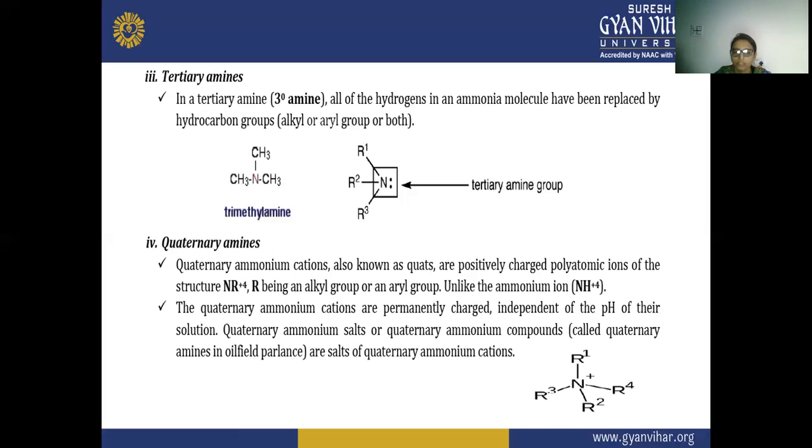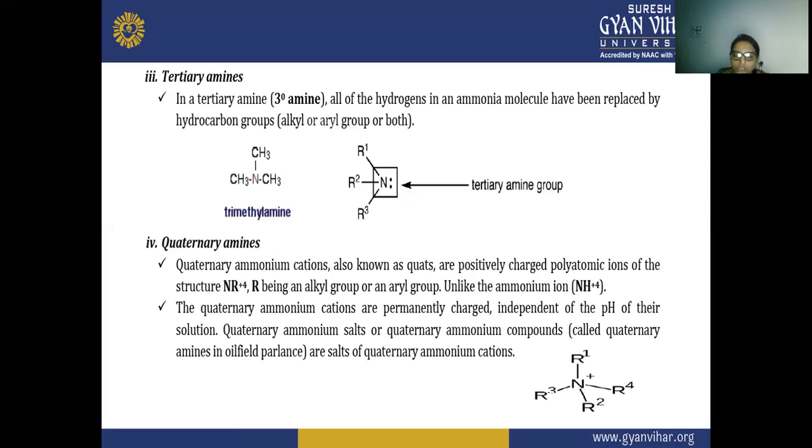So these quats are positively charged polyatomic ions of the structure NR4+. This means that on the nitrogen, four alkyl groups are attached, R being an alkyl group or an aryl group, unlike the ammonium ion, that is NH4+.